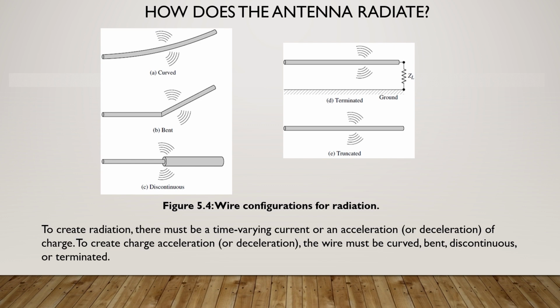If the charge is moving with uniform velocity, there is no radiation if the wire is straight and infinite in extent. There is radiation if the wire is curved, bent, discontinuous, terminated or truncated as shown in figure 5.4 here. If the charge is oscillating in time motion, it radiates even if the wire is straight. Let's try to understand the radiation mechanism from figure 5.4.